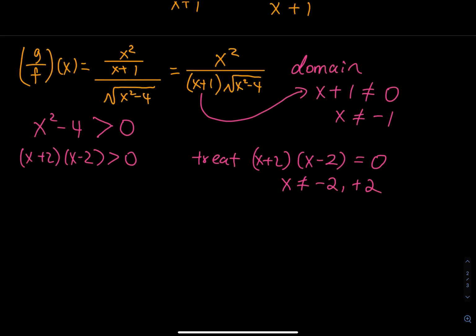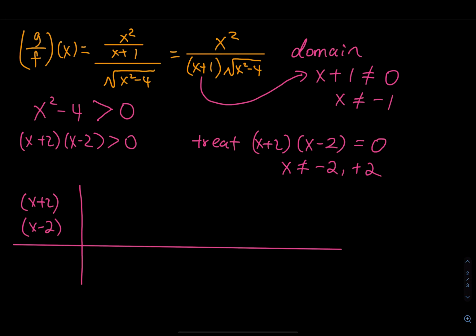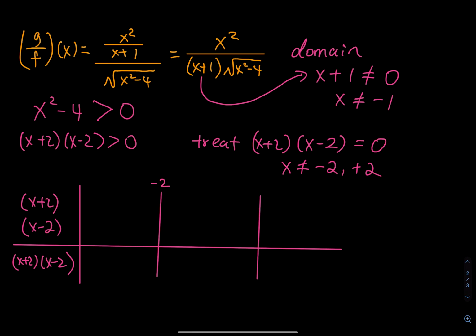And then you build a chart. So first we include this x plus 2, and then the second factor x minus 2, and then we draw a chart. And then all together we have a multiplication, right? x plus 2 times x minus 2. And then the first x that we have to be aware of is -2, right? So no -2. And then the other one is no positive 2. All right? And then we have to pick some numbers. So we pick x equals 0. I'm not going to pick x equals -1 because that is a restriction.